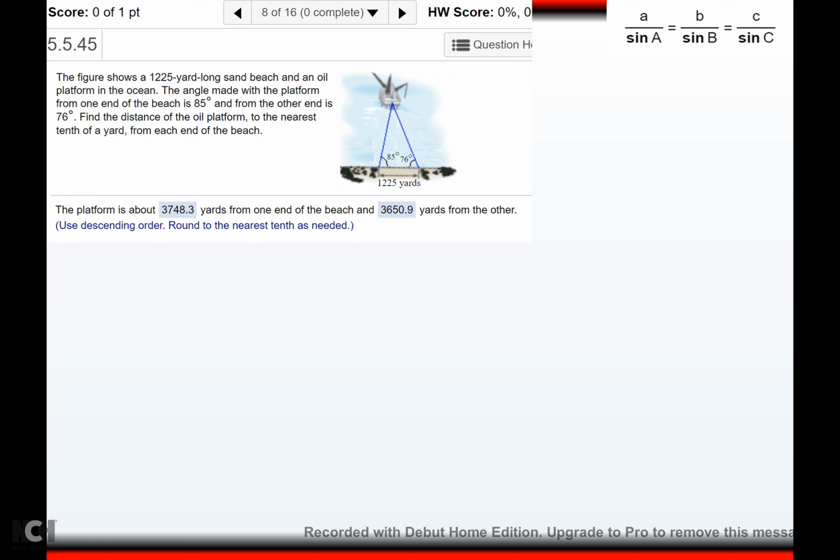So let's see, if I label this A, B, C, this is little a and little b, and that's what they're looking for. So let's see, what can I set up? Well, I'm going to have to find that angle up top. So 180 minus 85 minus 76 equals 19 degrees. So angle C is 19 degrees.